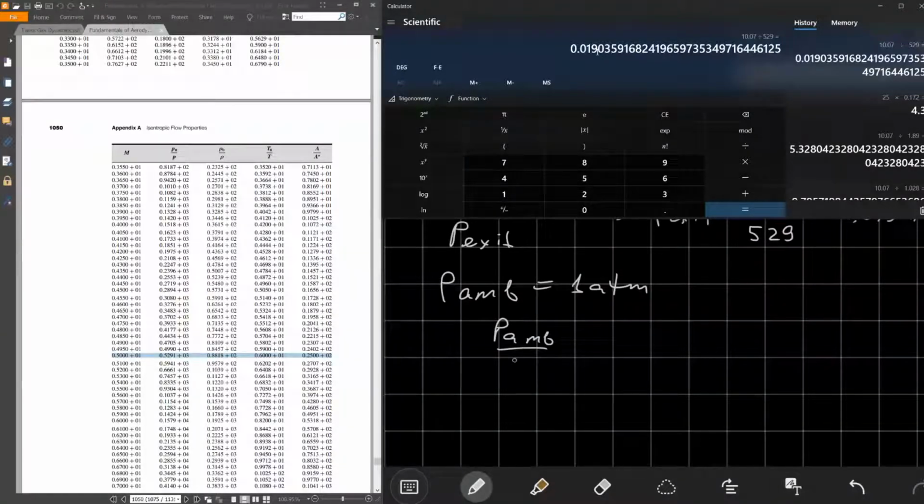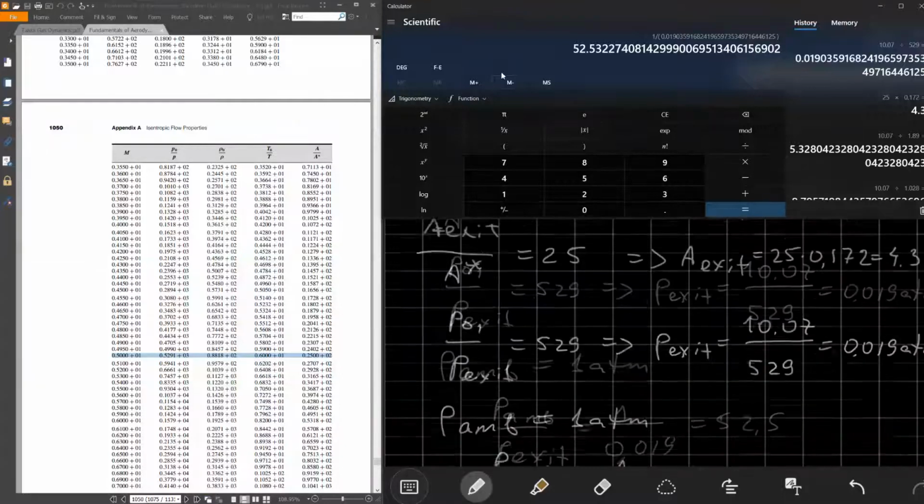Ambient by P exit is 1 divided by 0.019, which is basically 53 times, or 52.5 times smaller than ambient pressure. So the normal shock wave will happen.